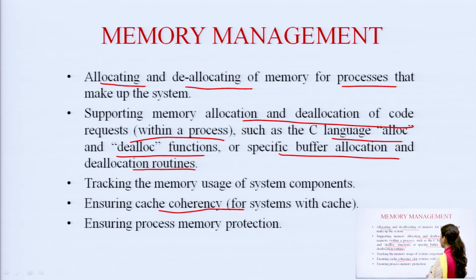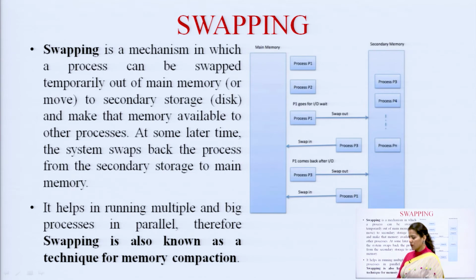ensuring cache coherency for systems with a cache. This is very important when we are using cache memory in our systems to speed up processing, so we should take care that cache coherence problems are avoided. Also ensuring process memory protection. Now, there are certain schemes to handle this memory management part: first swapping, next paging, and the last one segmentation.